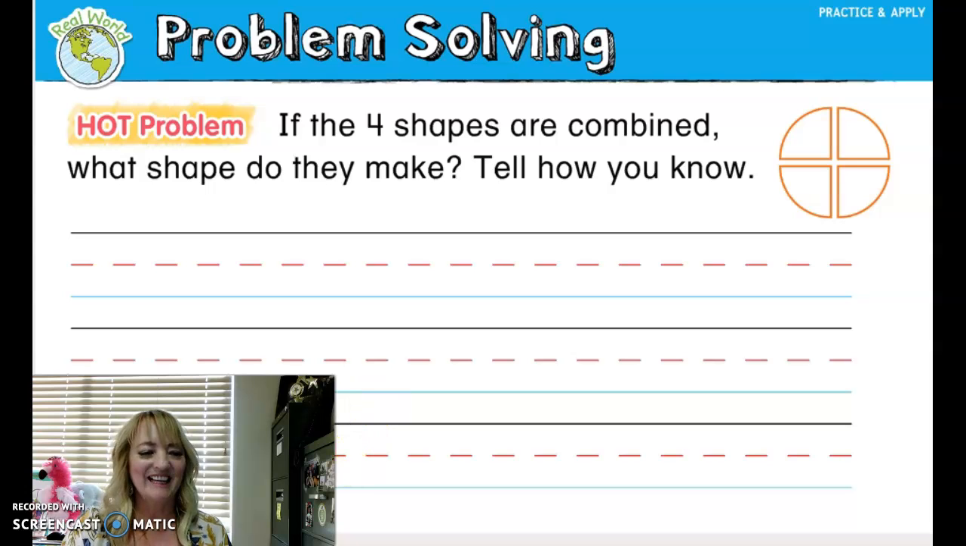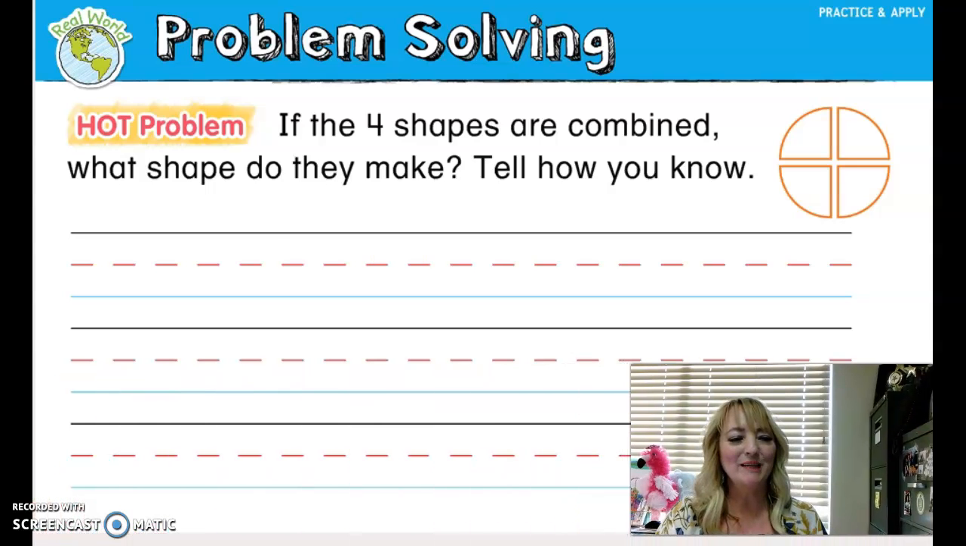Here's our HOT problem, which means higher order thinking problem. If the 4 shapes here are combined, what shape will they make? And then tell how you know. Please use a capital and don't forget to complete sentences. Start with a capital and end with a period, and don't forget to put your name on your paper.